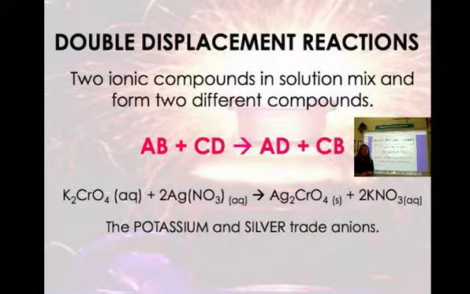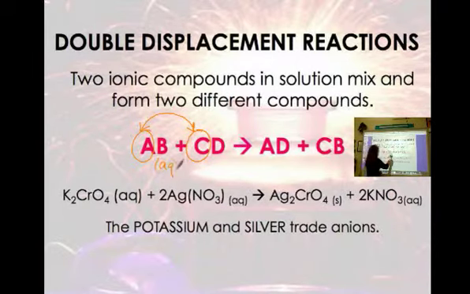Double displacement reactions. A double displacement reaction is very similar to a single displacement reaction, except now two things are trading places. Instead of one being kicked out, these guys are actually going to switch places. So you usually have two ionic compounds. This would be something ionic in solution, this guy's an aqueous, this guy's an aqueous. You have two liquids that you mix together, and they both switch.